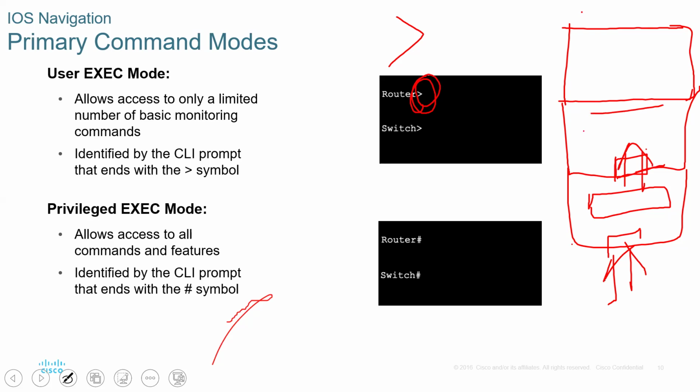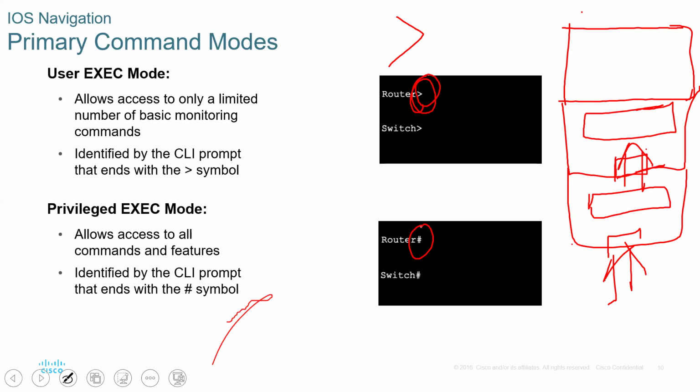If you enter here, there is another parlor. That is what they call the privileged executive mode. In the privileged executive mode, you have access to all the commands and features. It is identified by the command line prompt that ends with the hash sign. It has all the commands you have in user mode, plus some other commands that you will be using for troubleshooting.